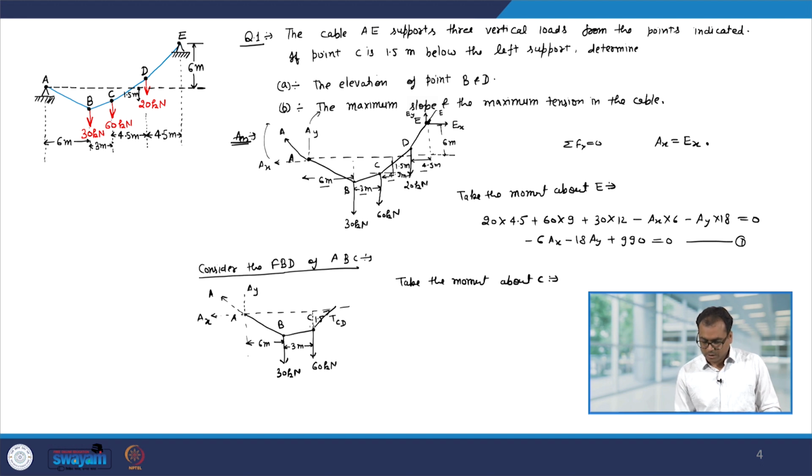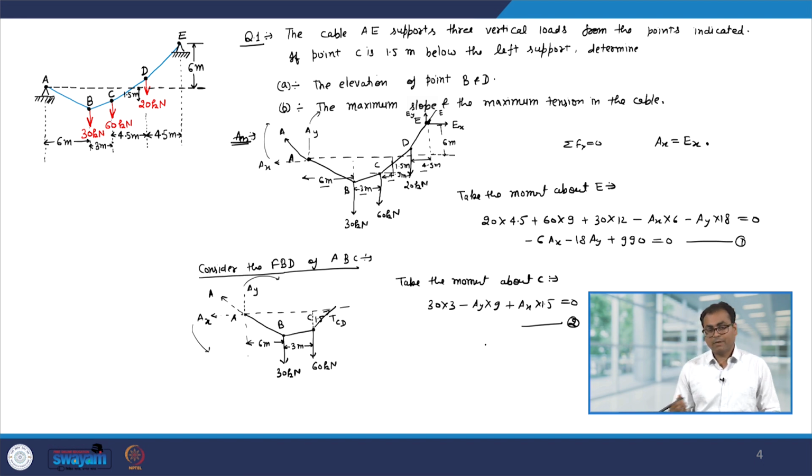So, T CD force will go away. We have a 30 kilonewton force multiplied by 3. Note that the 60 kilonewton force will also not contribute because it is passing through C. So, 60 kilonewton and TCD will go away. So, we have 30 kilonewton multiplied by 3 perpendicular distance minus AY into 9, because this force has a tendency to rotate like that and this has a tendency to rotate like this. So, it will be AY into 9 plus AX into 1.5 equal to 0. Let us call it equation number 2.